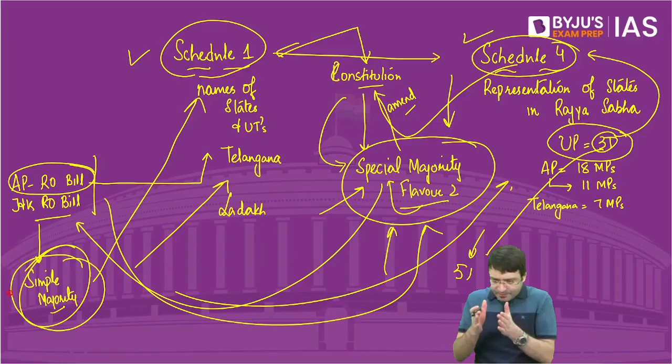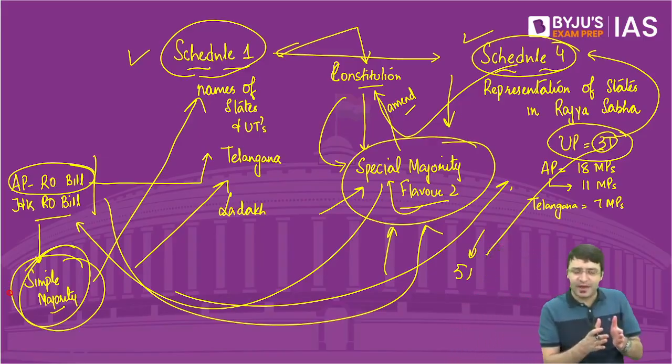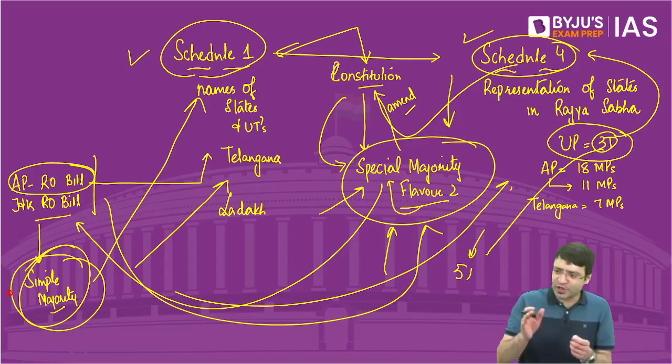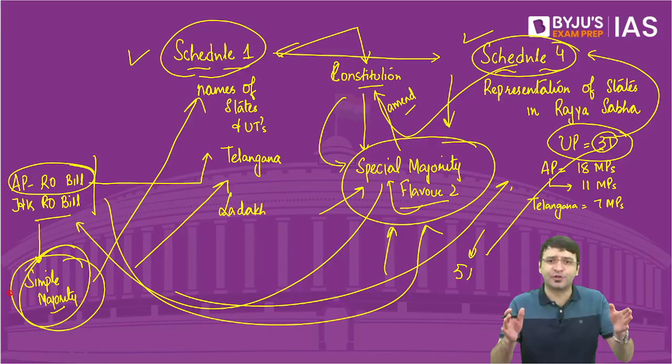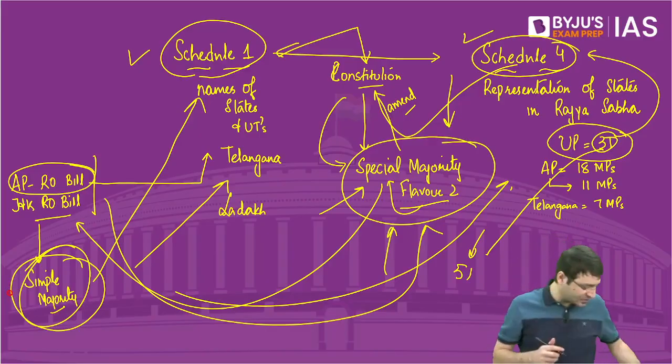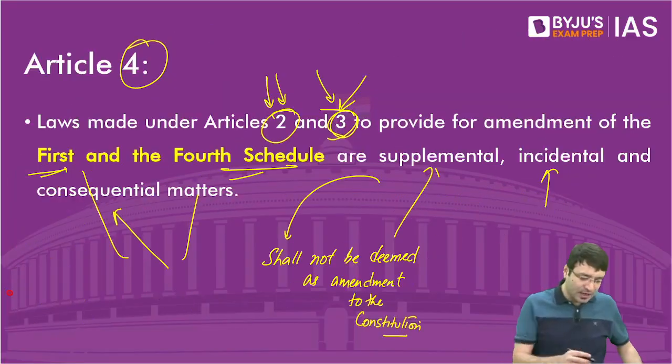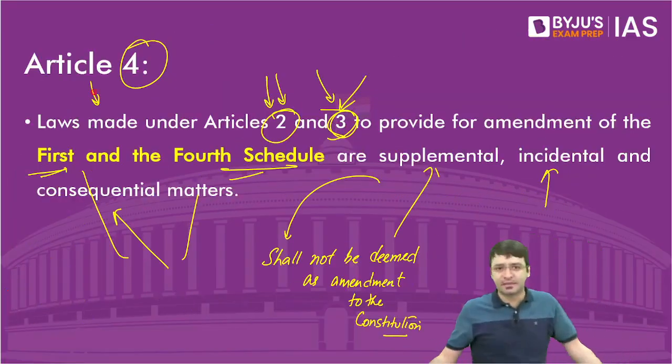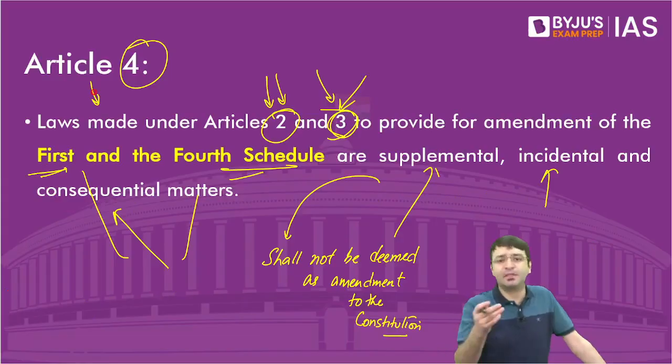But whenever parliament passes a law under Article 2 or Article 3, there will be changes to Schedule 1 and Schedule 4 of the Constitution. But these changes will not be deemed as amendment. We will not call them amendment. Why? Because Article 4 says so. Article 4 says these are not amendments. When these are not amendments, that means we don't need a special majority. That means what do we need?